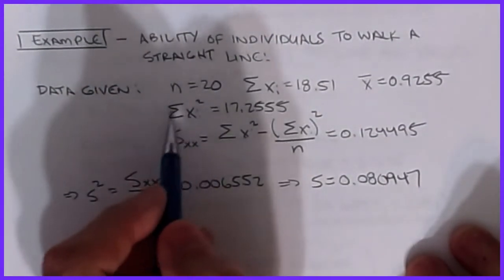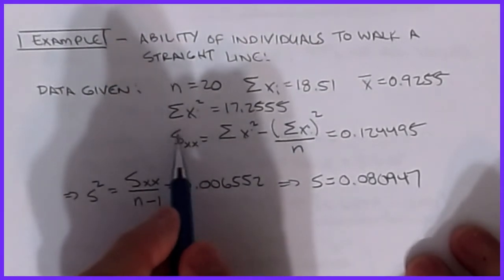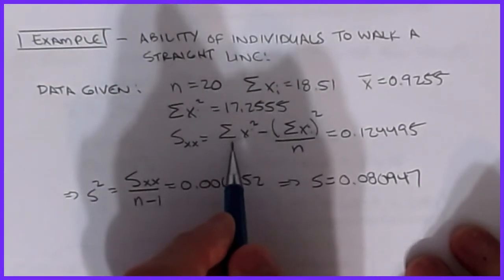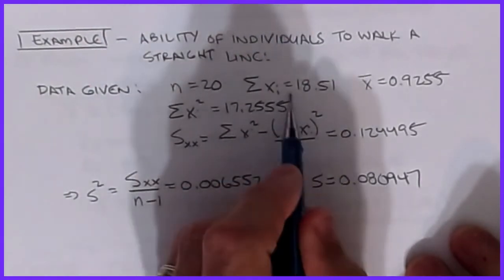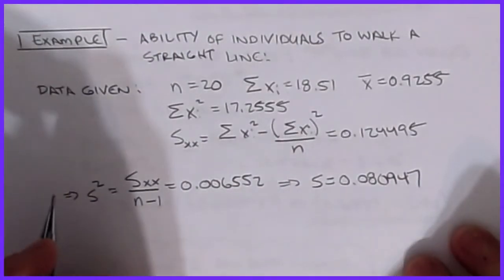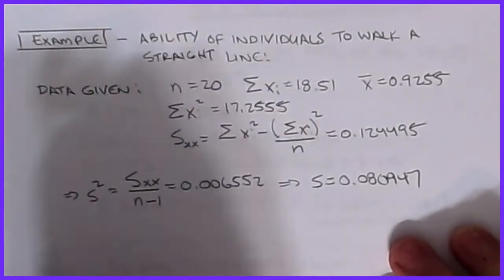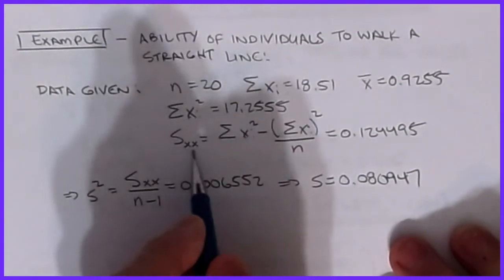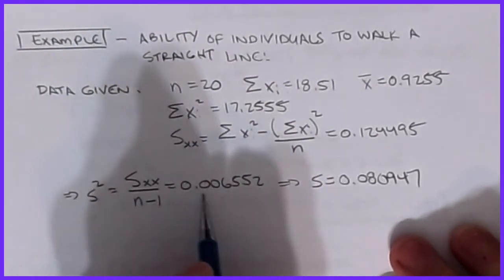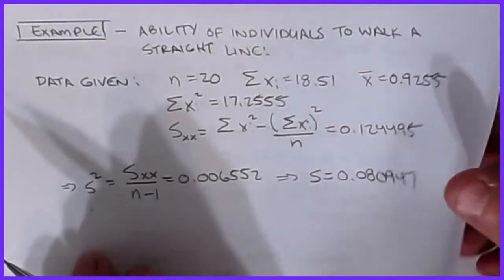And so I've calculated the sum of xi squared is 17.255, and then this variance term, this Sxx, is going to be this term minus this guy squared divided by n, which gives you a number of 0.124495. And what this does, if you remember way back on the very first video in the series, we said that you could write the variance as being this parameter, Sxx, all over n minus 1. Okay, so that gets me s squared, and then s becomes this number here, so 0.080947.